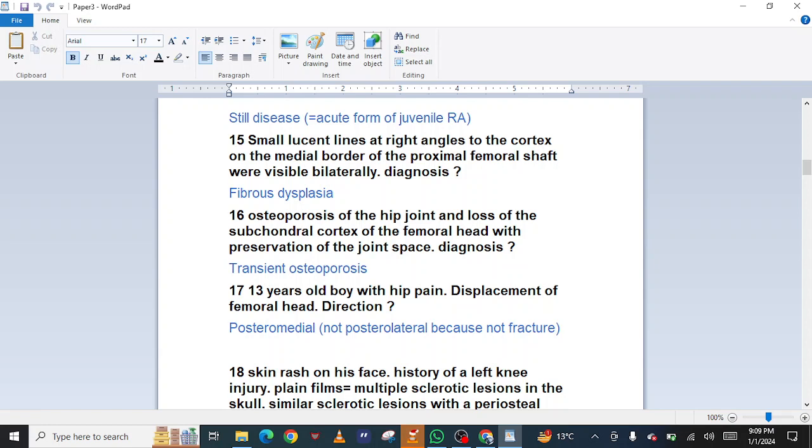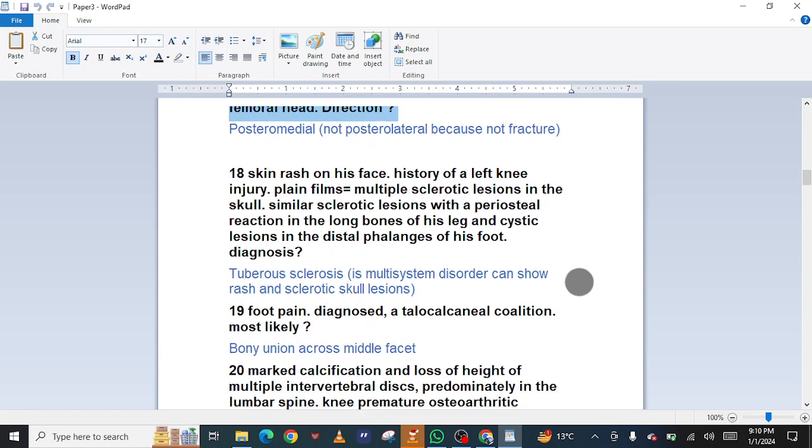17. An overweight 13-year-old boy presented with hip pain. He gave no history of trauma and a radiograph showed widening and irregularity of the capital femoral epiphysis. Several weeks later he represented with worsening symptoms and a repeat radiograph showed displacement of the femoral head. In what direction is it likely the femoral head has displaced? Posteromedial.